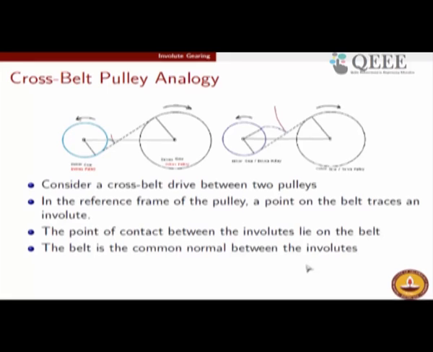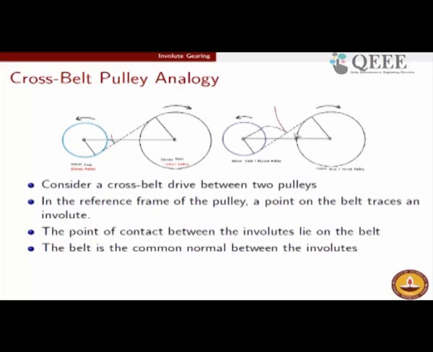So, instead of this pulley picture, now assume that identical force transmission as in this belt pulley drive is happening between two gears on which this involute tooth profile has been cut out. If you cut out exactly these tooth profiles on the gears, and apply a suitable torque such that identical motion transfer takes place, then it is going to be exactly the same. That is why we refer to this as a cross belt pulley analogy.